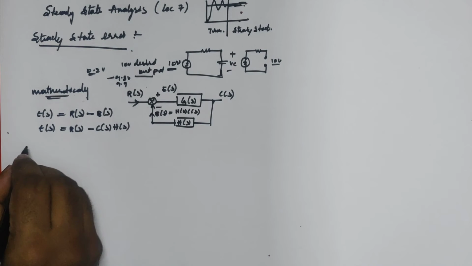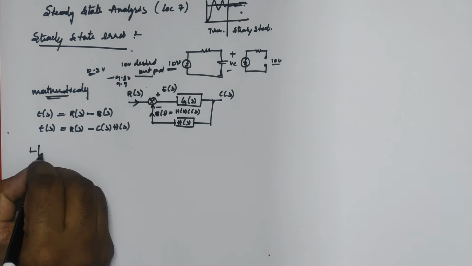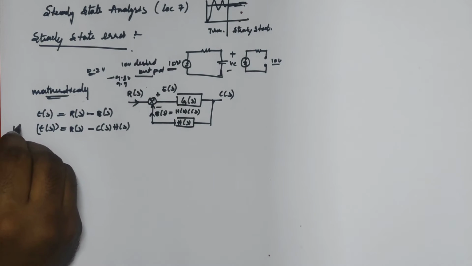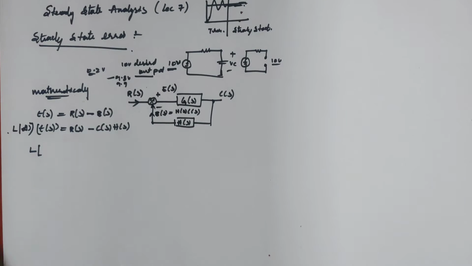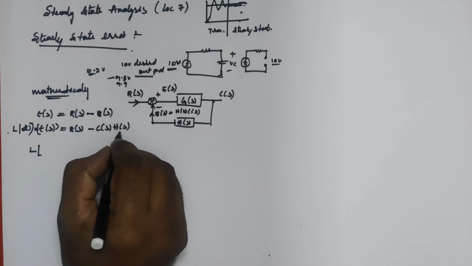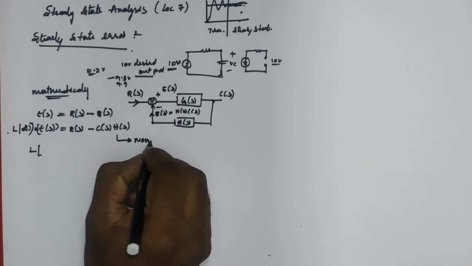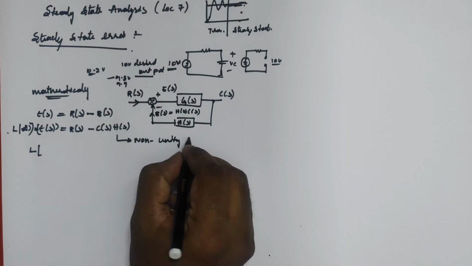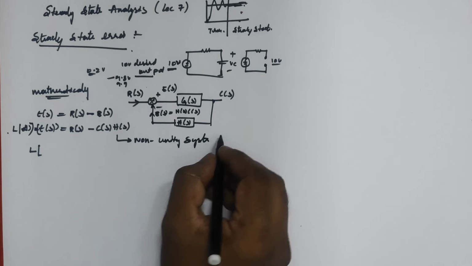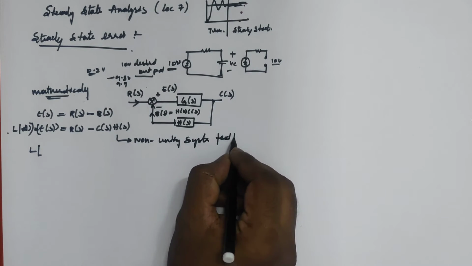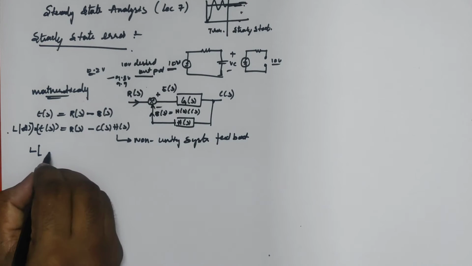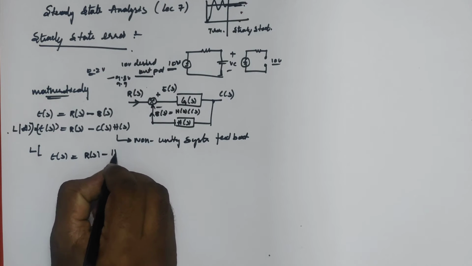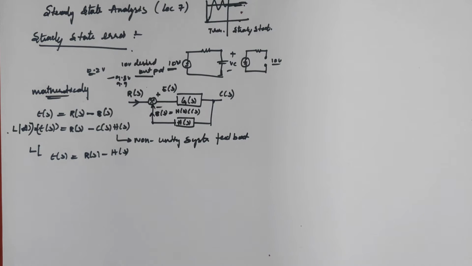If you take the inverse Laplace, we get e of t. This is for a non-unity feedback system, where H of s is a function. If my feedback is unity, then E of s is R of s minus C of s. This is the steady state error.